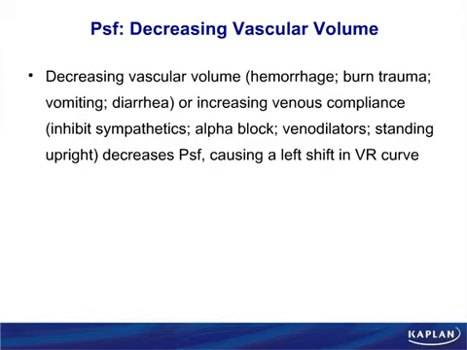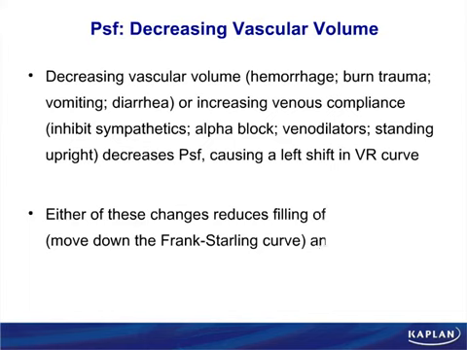We can also increase venous compliance to decrease PSF. As we discussed, this is inhibiting sympathetics, alpha block, venodilators. Again, venodilators are going to have a bigger effect in general than alpha blockers. And again, standing upright. All of this decreases PSF and will cause a left shift in the venous return curve. Either of these changes will reduce filling, Frank-Starling. We're going to come down the Frank-Starling curve, and as a result, reduce cardiac output. We'll look at it graphically on the next slide.